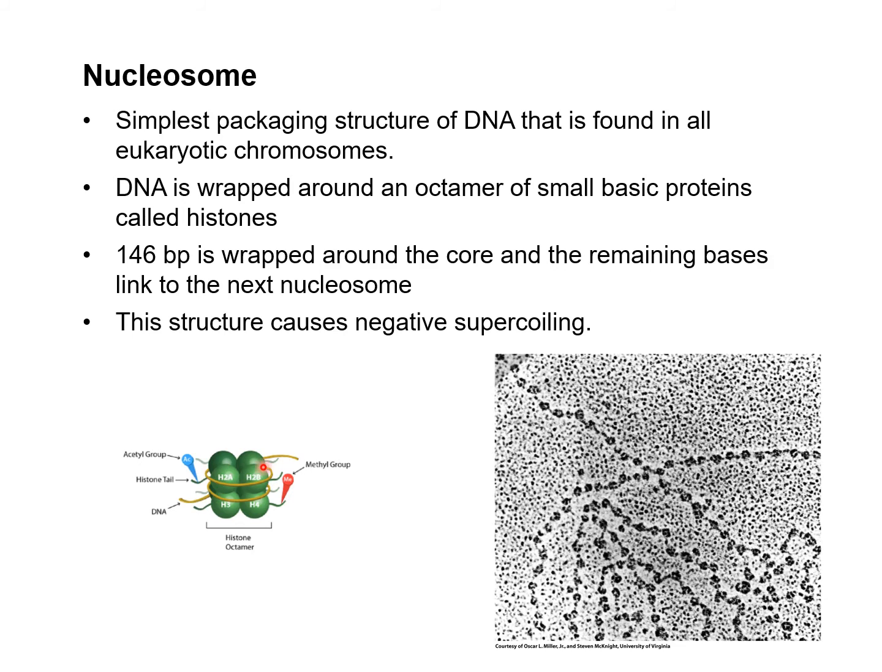DNA is wrapped around an octamer of small basic proteins called histones. Histones have subunits such as H2A, H2B, H3, and H4, and they come together to form the functional octamer here. 146 base pairs of DNA are wrapped around the core protein of the histone octamer, and the remaining DNA is linked to the next nucleosomes here and here too. This structure causes negative supercoiling.